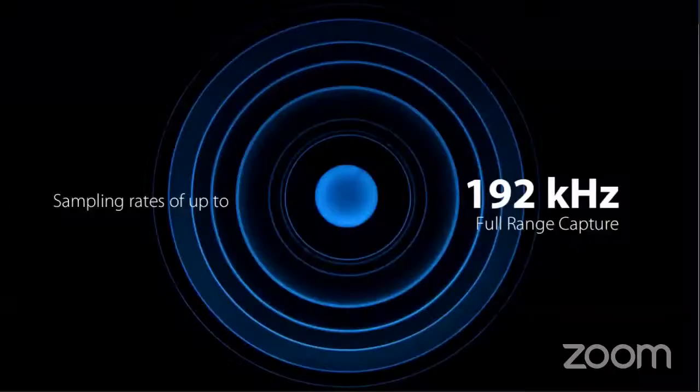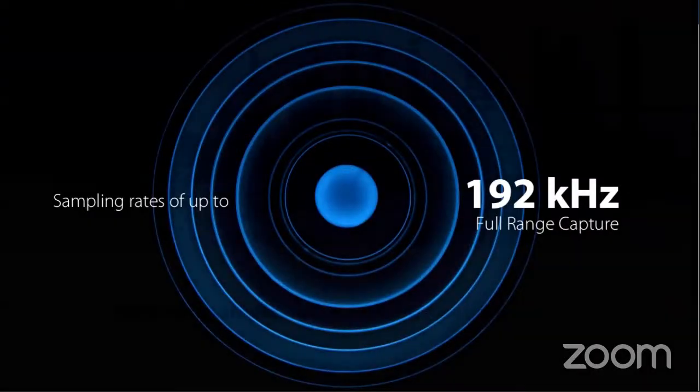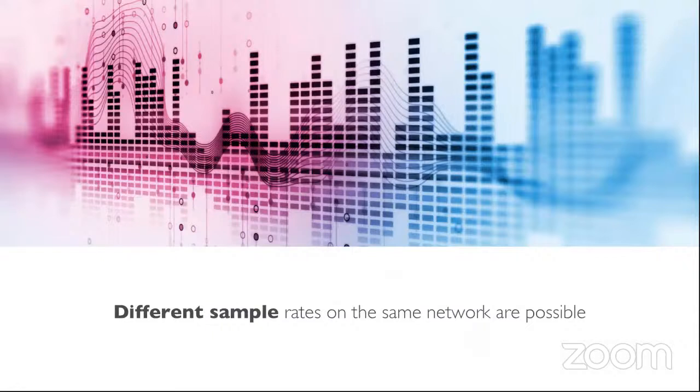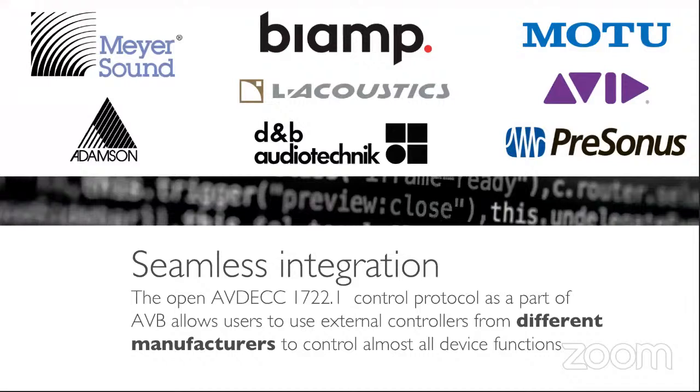Now, AVB will support sample rates up to 192. However, theoretically, you can do different sample rates on an AVB network, where other networks like Madi and Dante have one sample rate across the entire spectrum. So this is pretty unique to AVB. Some of the companies that have incorporated AVB: Meyer, Adamson, D&B, L-Acoustics, Biamp, MOTU, Avid, PreSonus. There are others, but these are companies that many audio professionals recognize, and they have adopted AVB as their primary backbone for audio over IP. And they should be fairly plug and play once you connect them and define your stream number as far as the number of channels.